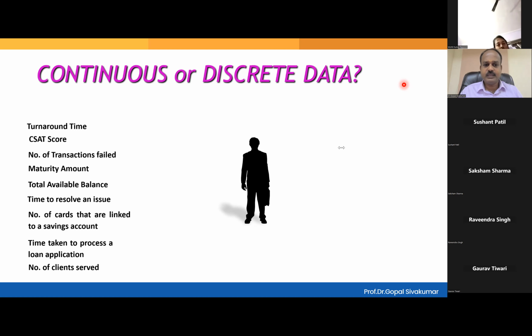Okay. So now let's do a small exercise. All of you can now participate. You are going to categorize the list of CTQs. All these CTQs, are they continuous data or discrete data with your current understanding? Now tell me, turnaround time. Is it continuous data or discrete data? Continuous data.